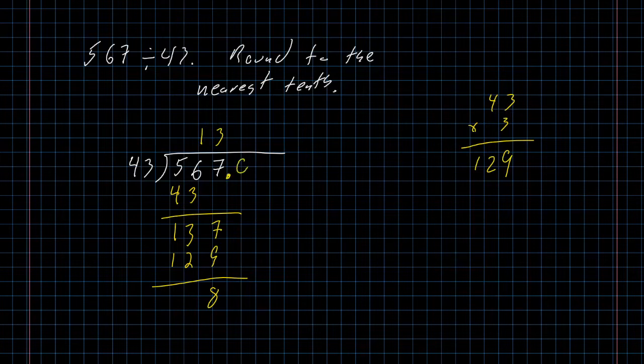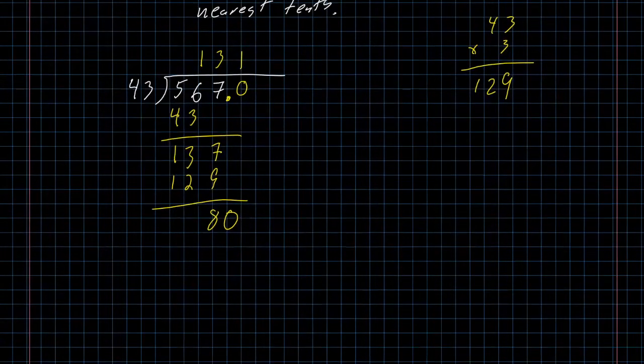All right, we need to keep going because the instructions told us to round to the nearest tenth. So let's put in a decimal point. Let's put in a 0 that we can drop down. 43 fits into 80. That will actually only fit once. 1 times 43 is 43. Subtract that off, and you get 37.